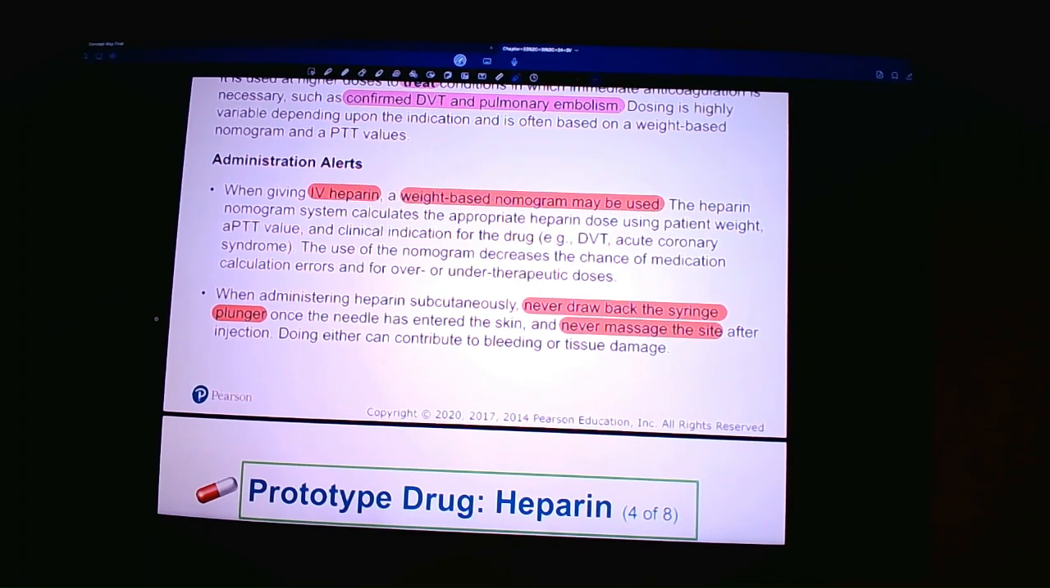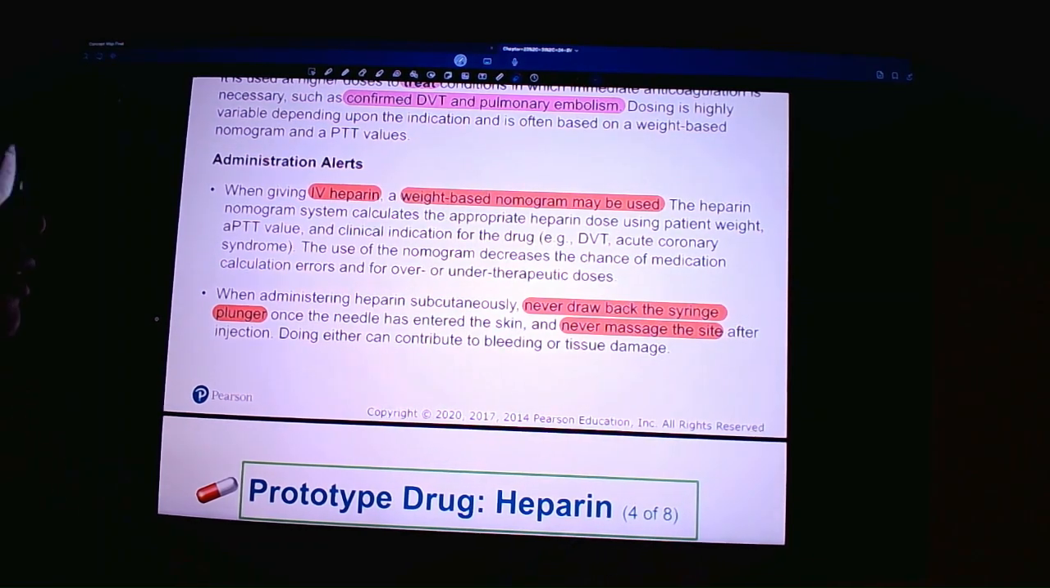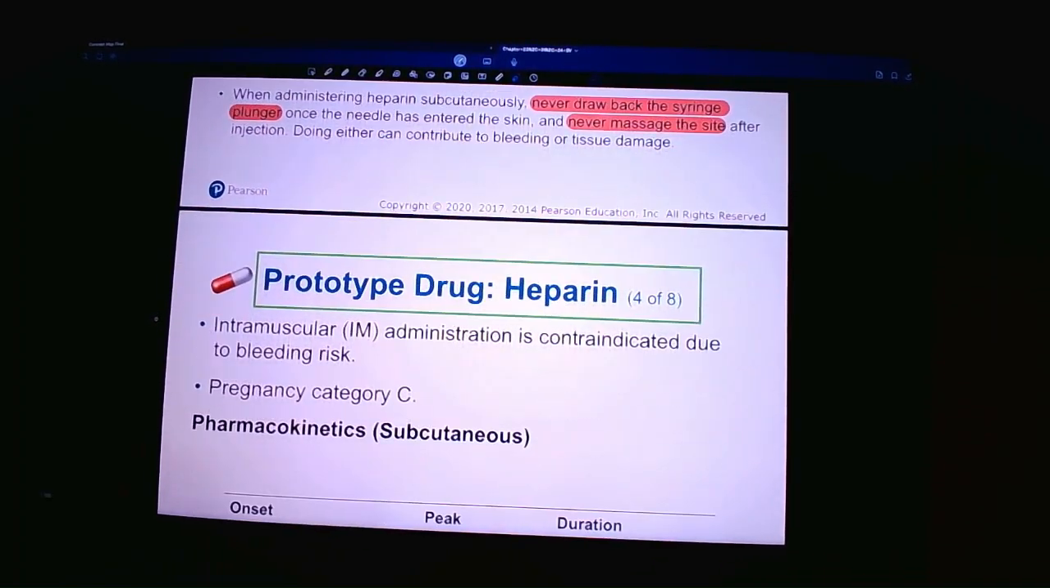As you go on your clinicals, or maybe you've already seen this from your jobs, a lot of older people who are on blood thinners, if you look at their arms, you'll often see a lot of bruises. That's because they're on blood thinners. Even a small tap or a little hit will cause bruising, again because of the loss of ability to clot. That's why a lot of bleeding will happen, and why we say don't draw back the syringe, don't massage the site. As we go down, there will be some drugs where even a simple injection can cause bleeding that won't stop. So we have to be careful, right?